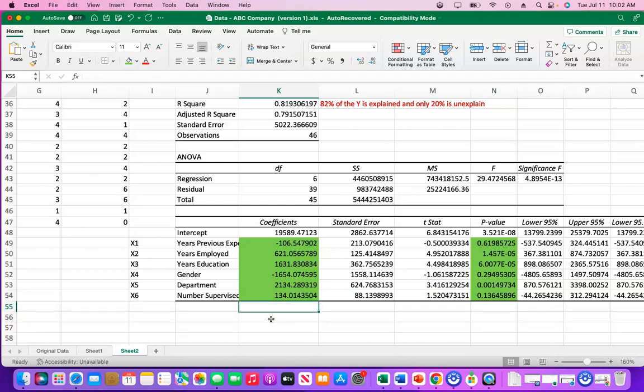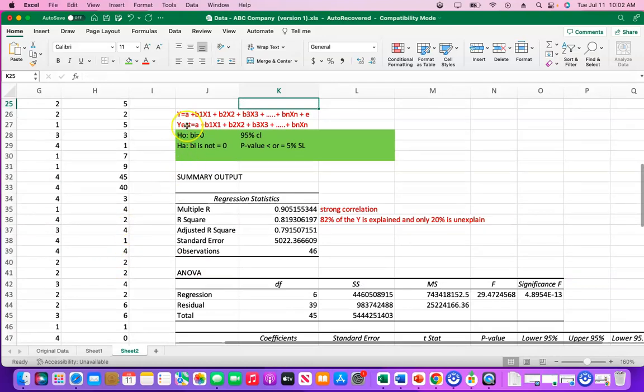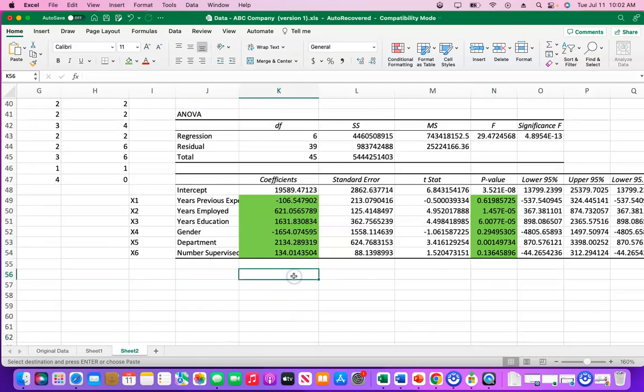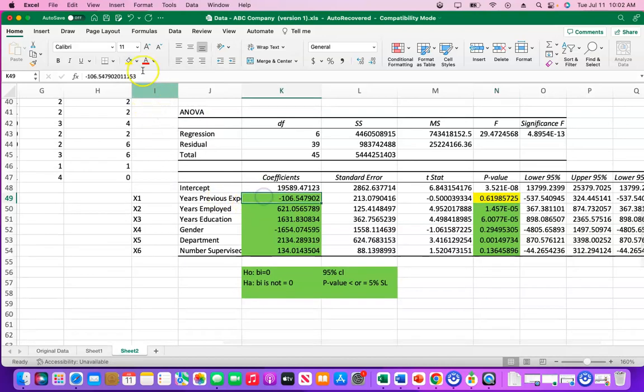So let me do something very quickly as a summary which will make us remember. I'm going to copy this hypothesis and paste it here so that we can use it for a summary of what I just said. So very quickly, let's look at the PI, which is years of previous experience, and we can say that this is not significant. So let me make it yellow and put yellow here.